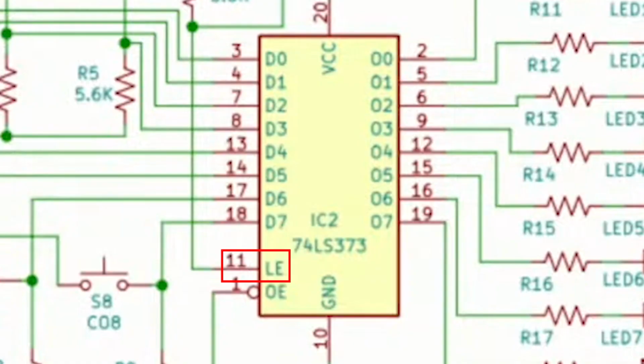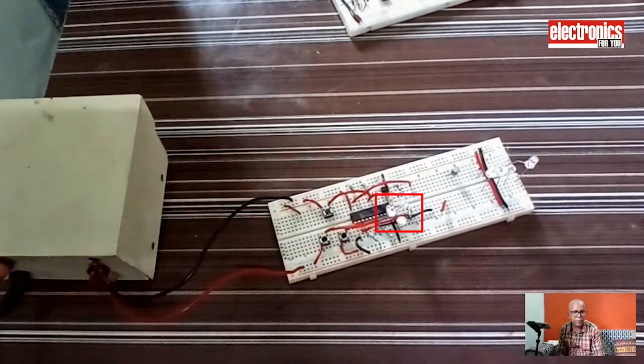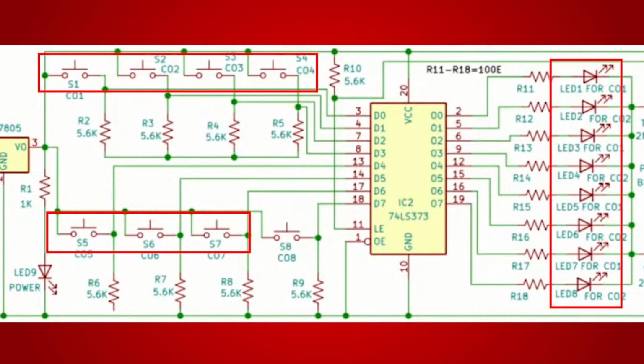Pin 11 of the priority encoder IC is latch enable. This pin is very important for the circuit. A transistor is connected to this pin. When a team presses the buzzer, the corresponding LED glows and the transistor enables the particular pin. Now if any other team presses the button, LED will not glow and buzzer will not blow as the circuit is disabled now. Let us see the demonstration now.